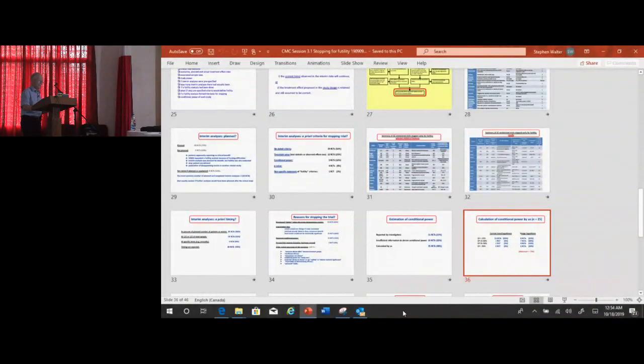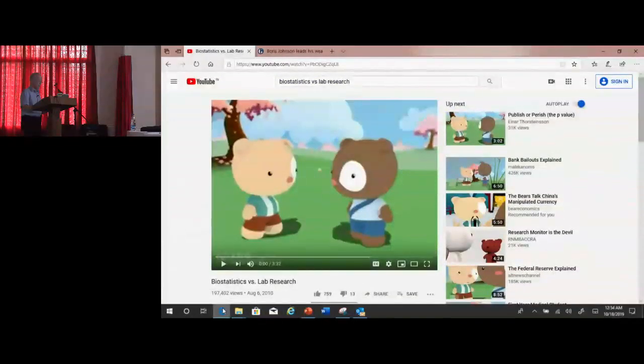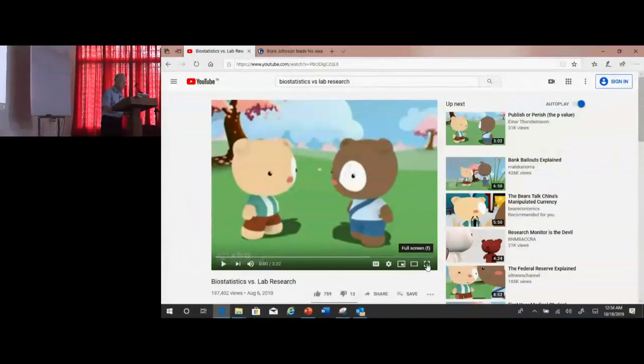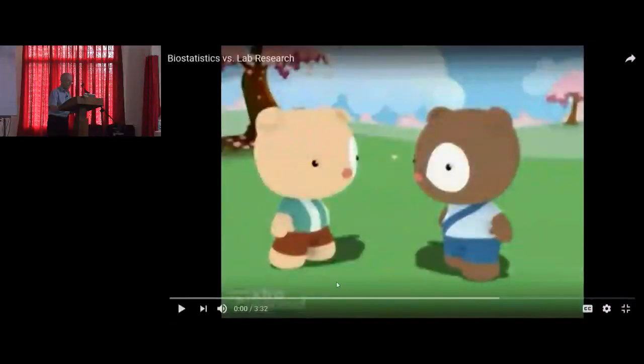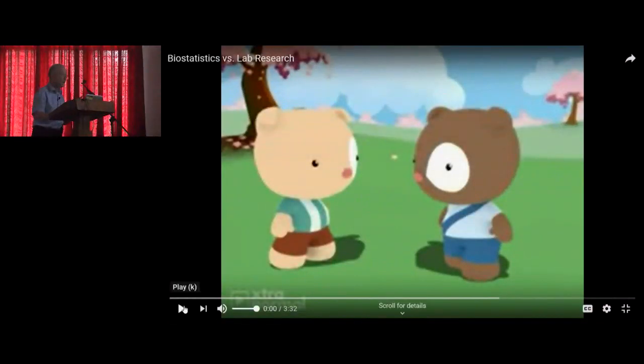How do I get to... Okay. Yes, here we are. Now, I'm hoping this is going to work. Full screen. Right. And if I push this, I'm hoping this is going to work.